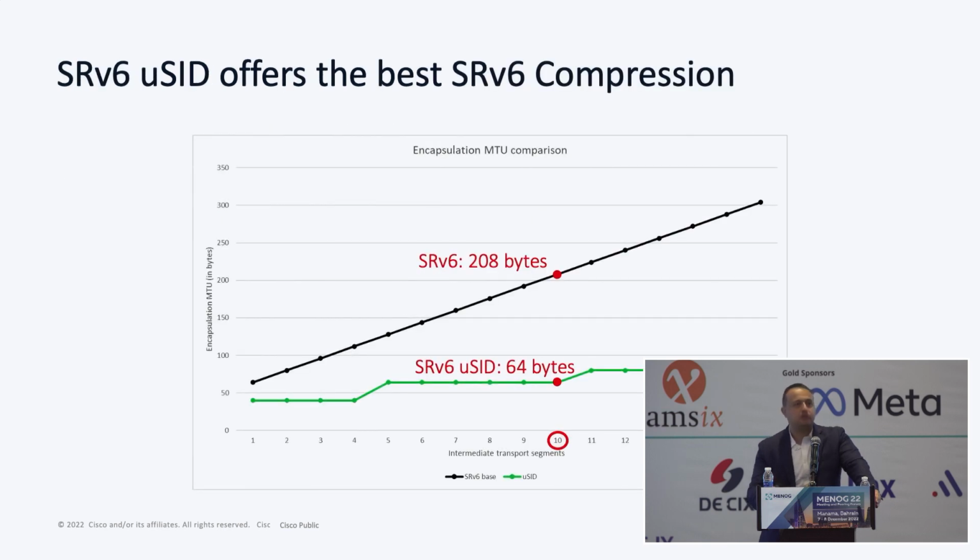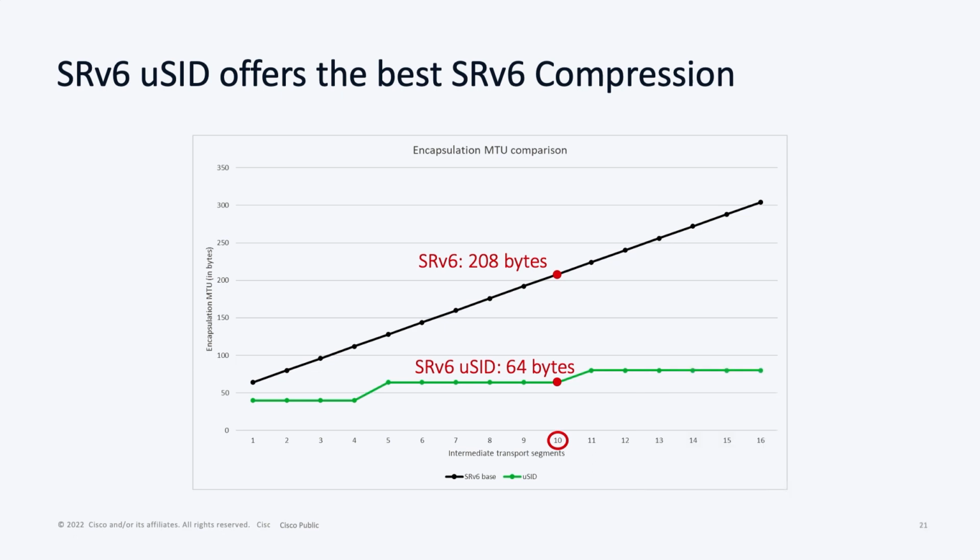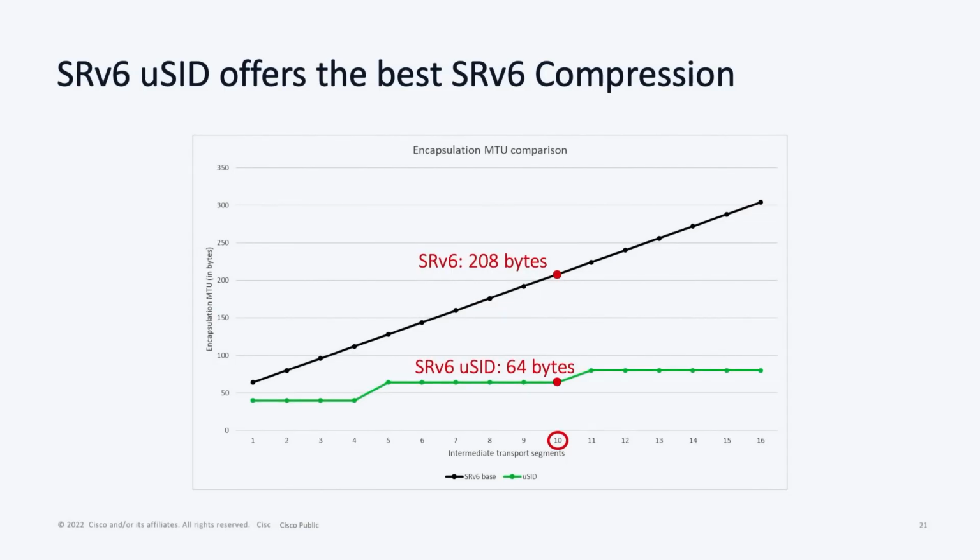So this is a comparison between including the network program with a list of SIDs in the packet header using the native SRv6 encapsulation or using microSID. On the x-axis, you find the number of encoded SIDs. On the y-axis, you find the number of bytes consumed. And here, as you see, if we encode 10 SIDs as 128 bits each in the header, we will end up with 208 bytes of header.